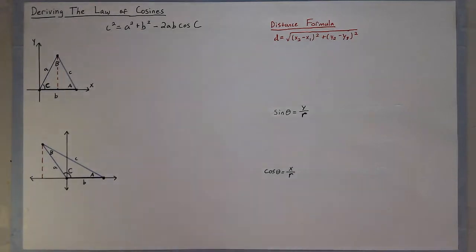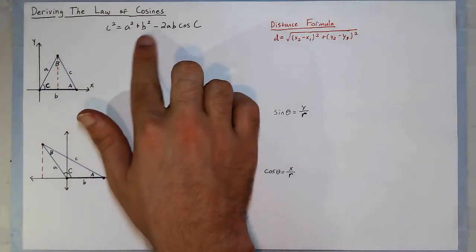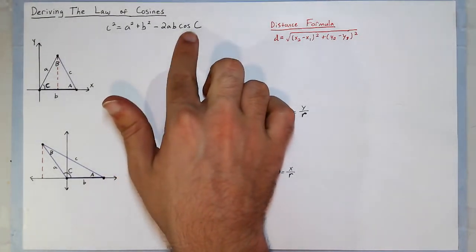In this video, we are going to learn how to derive the law of cosines. The law of cosines is the equation c squared is equal to a squared plus b squared minus 2ab cosine of angle C.